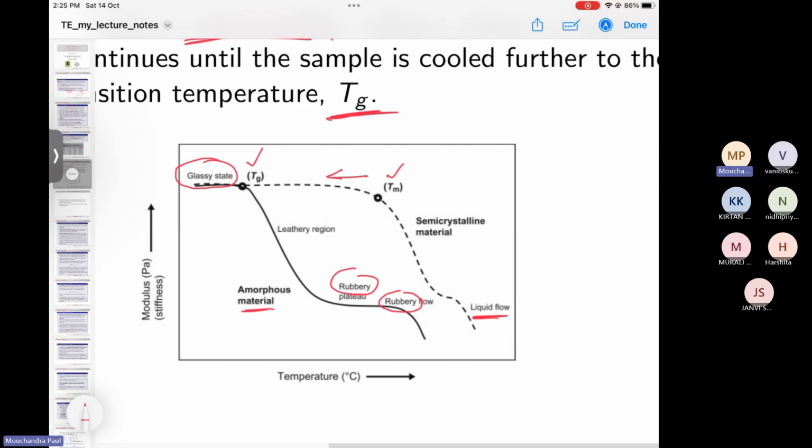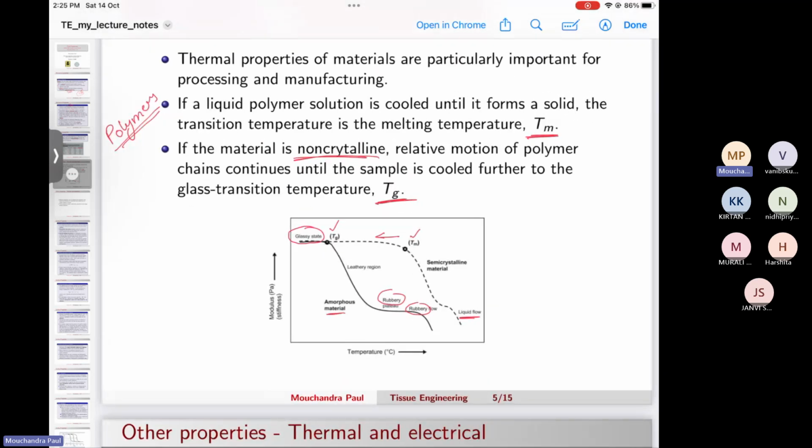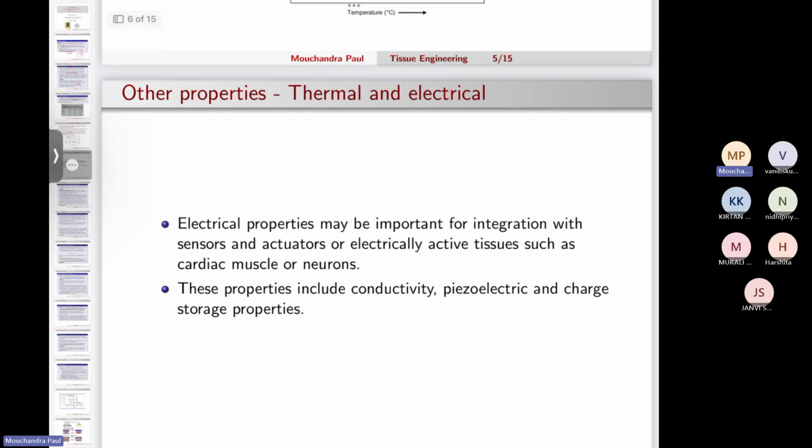Again, I'm repeating, the study of these temperatures is important when you're working with polymers, okay? And you are going to use this polymer at locations in the body where the temperature is high, and you have to understand at those temperatures what kind of state it becomes. So yeah, then also for various polymers or types of materials, people study their electrical properties.